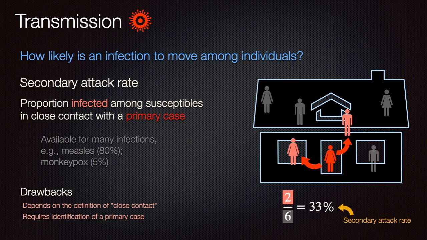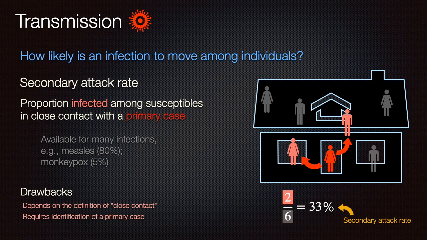We have secondary attack rates for many infections. For example, measles has an 80% secondary attack rate, which means 8 out of 10 of those susceptible close contacts are likely to be infected with measles. Monkeypox, for example, has a much lower secondary attack rate of 5%.